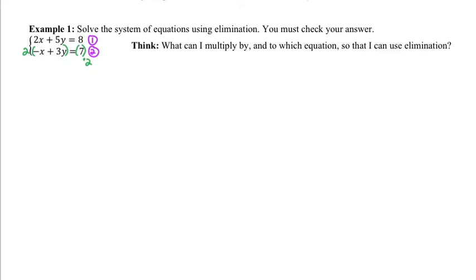When you do that, make sure you're distributing. And I'm multiplying by a positive 2 because this is already negative. So 2 times my negative x will be negative 2x. And then 2 times a positive 3y will be positive 6y. Equals, on the other side, 7 times 2.